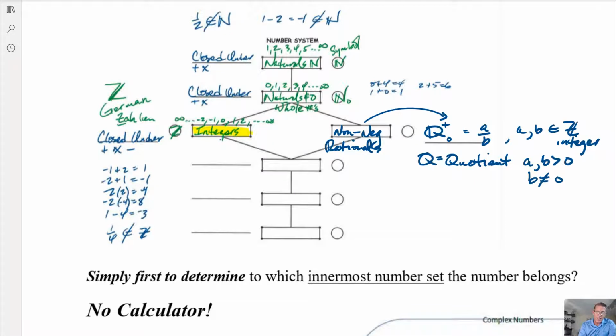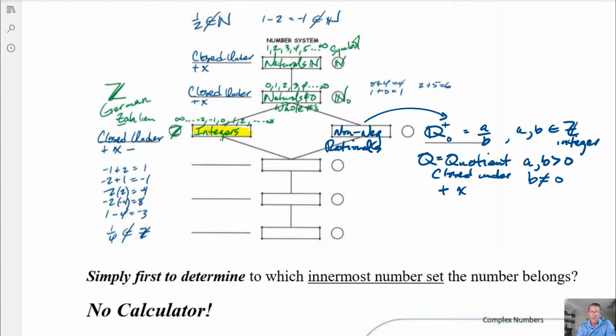So you've got these non-negative rationals, and this set is closed under addition, because if you take a non-negative rational added to a non-negative rational, you're going to get a non-negative rational. It's closed under multiplication, but not subtraction, because it's possible to take two non-negative rationals, subtract them and get a negative number, which is not in the set.